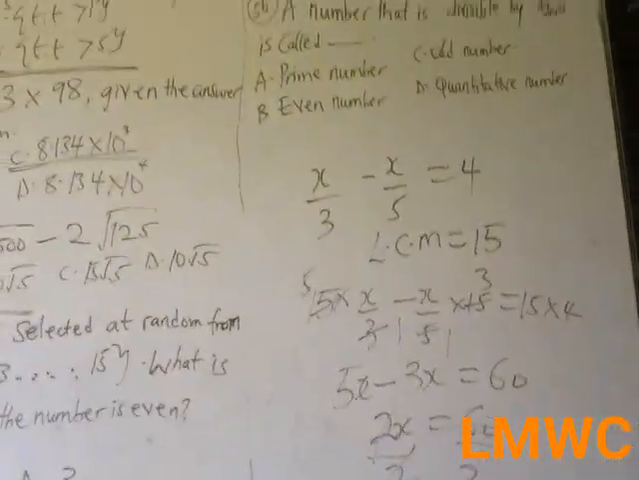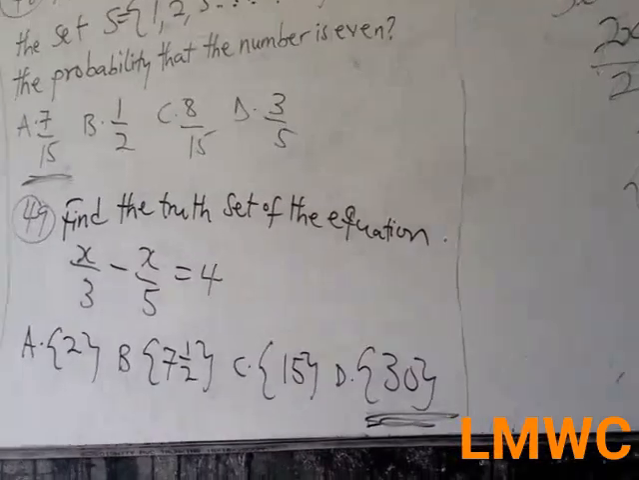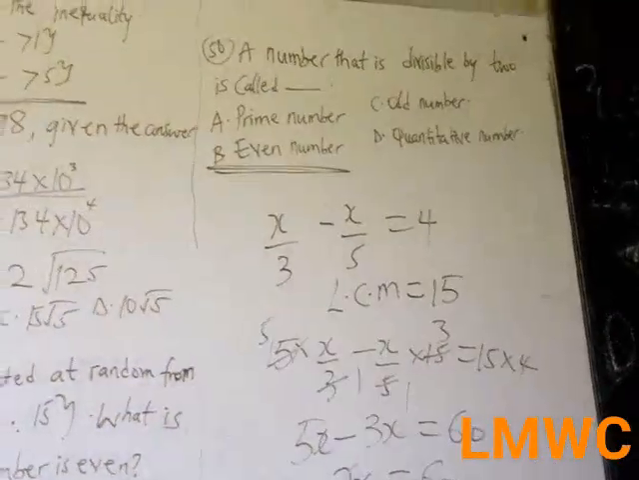50. A number that is divisible by 2 is called an even number, B. Because prime numbers have 2 factors, and odd numbers are not divisible by 2.